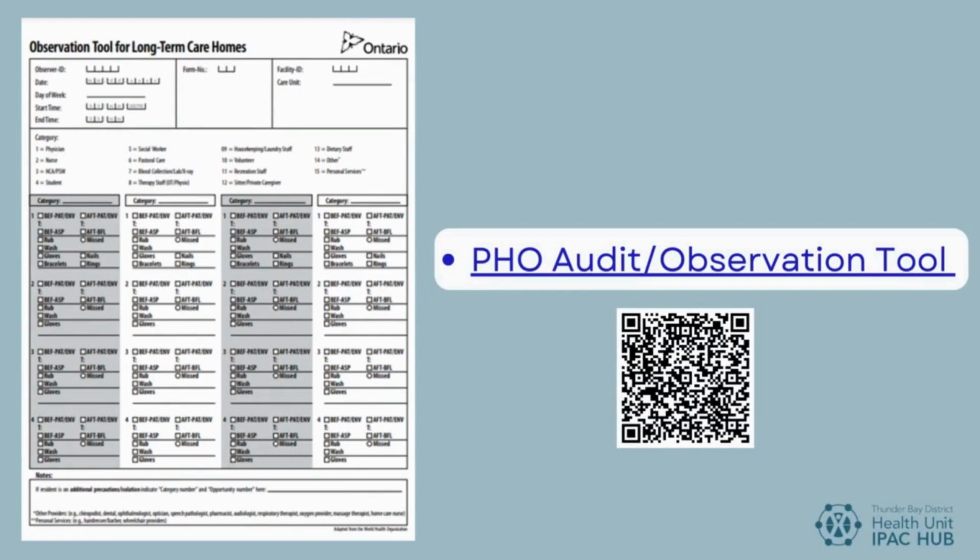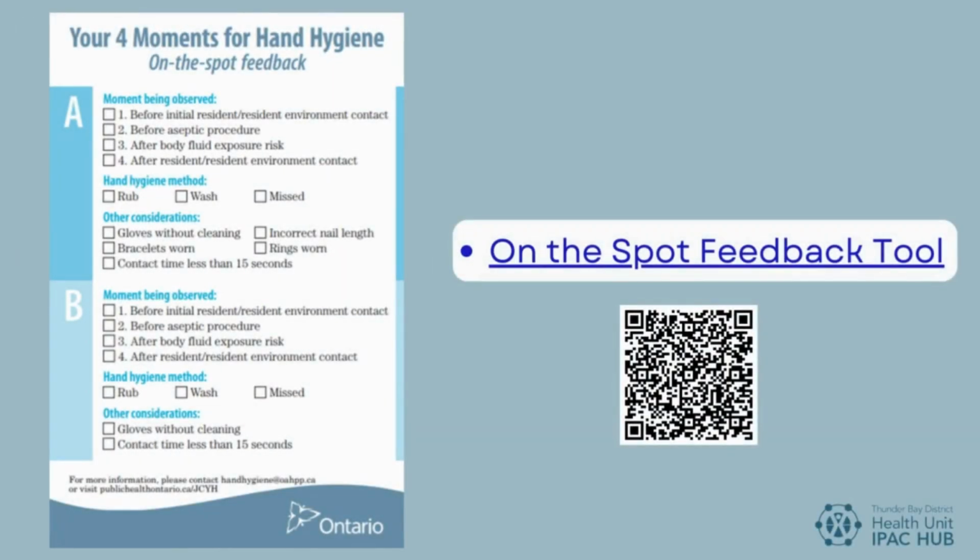These are some hand hygiene audits and observation tools available for you to use through Public Health Ontario's website. Some questions to consider: how many of you are familiar with the PHO audit tool, and how many facilities utilize their own? Here is another example. Go ahead and pause and follow the QR codes if you would like to access them.